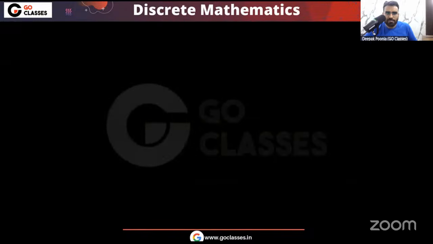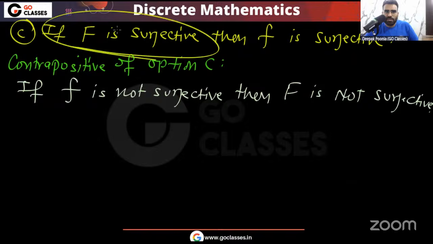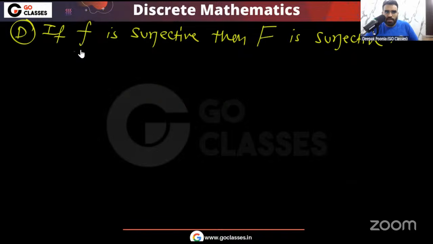Okay, now remember, we need to prove option D. Option D is saying if small f is surjective, then capital F is surjective. Remember what was option C? That was if capital F is surjective, then small f is surjective, that we have proven. Option D is if small f is surjective, then capital F is surjective. So let's see how to prove it.